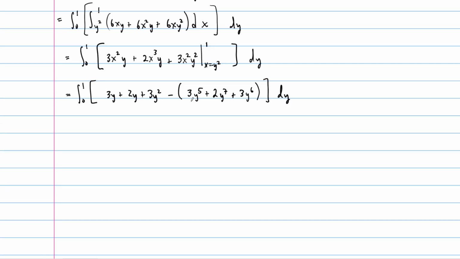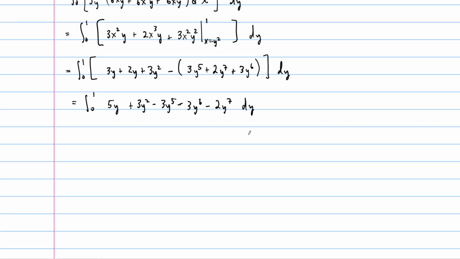Really, the only like ones are here. We should distribute the minus sign, right? So the last thing here is go from 0 to 1 of, this is going to end up being 5y plus 3y squared minus 3y to the 5th minus 2y to the 7th minus 3y to the 6th. So you can change the order. Let's get them in numerical order. It doesn't matter, right? But we'll get them in numerical order here. 3y to the 6th minus 2y to the 7th then dy.